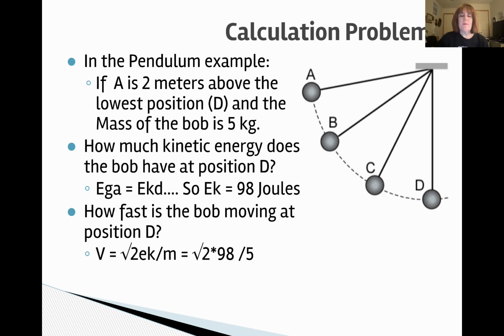So how fast is the bob moving at position D? Well, remember the velocity equation is the square root of 2EK divided by m. That's the square root of 2 times 98 divided by 5, which gives us a velocity of 6.26 meters per second. The bob is moving at 6.26 meters per second.